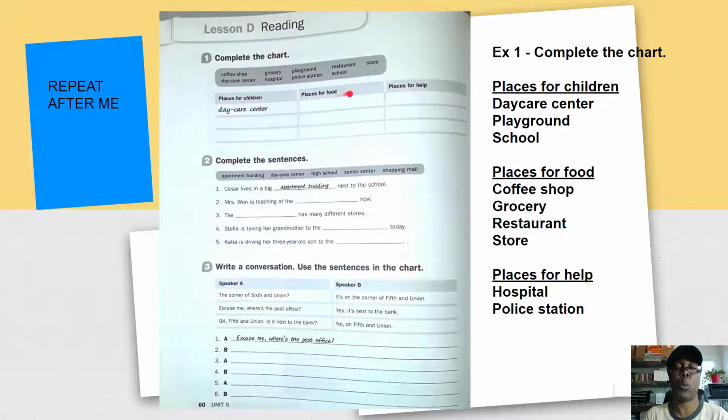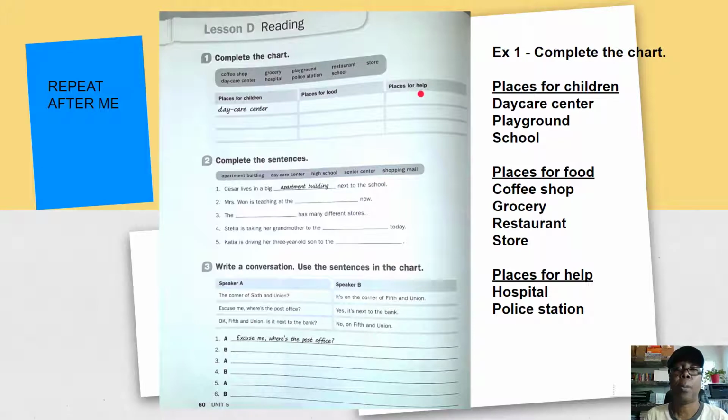What about places for food? We have coffee shop. You can go to the coffee shop and you can get coffee. Like Starbucks is a coffee shop. You can get coffee at Starbucks, but you can also get food at Starbucks, right? Okay. Grocery store. Or, grocery and then a restaurant. A restaurant is a great place to go for food. And then store, but like I said, grocery store, restaurant. So those are places for food.